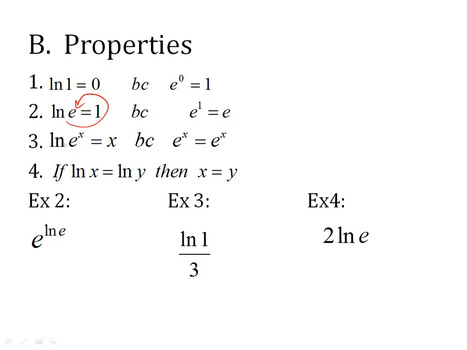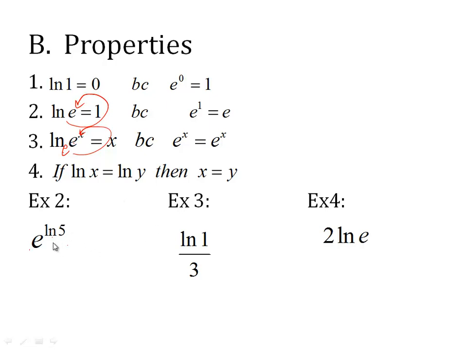Thirdly, natural log of e to the x power equals x, because if the bases match, the base of e matches this e, so e to the x equals e to the x. And then lastly, if the natural log of one number equals the natural log of another, then those two numbers, x and y, are the same. All right, again, just kind of repeats of yesterday, we're just using the natural log.